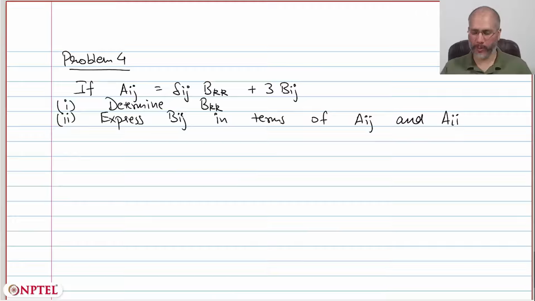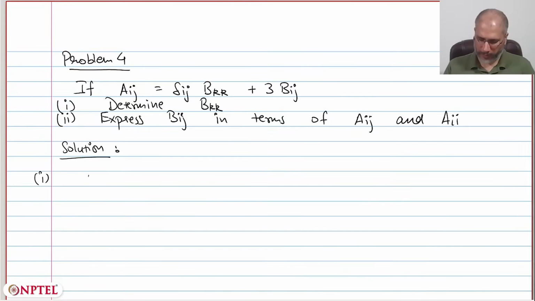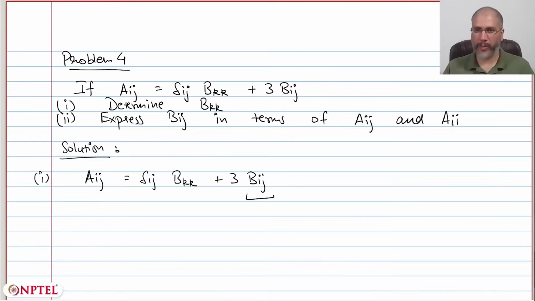So this is a two-part problem where the result from part 1 will be useful in part 2. So let's start with part 1. So in this case, if you look at the expression aij equals delta ij times bkk plus 3 bij, you have a bij here, but you are asked to determine the value of bkk. So what we'll do here is that we will apply a contraction. Now if you recall, the meaning of contraction is that we set two indices to be the same.